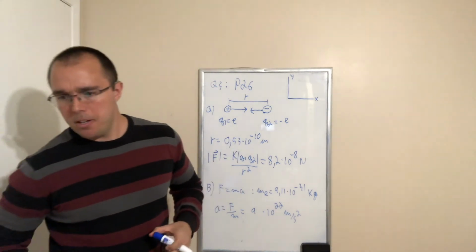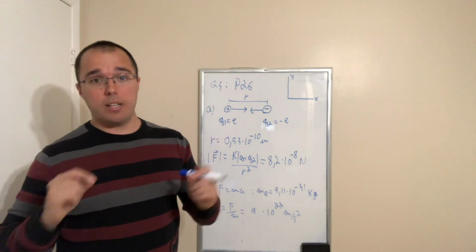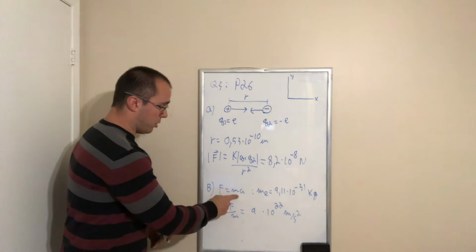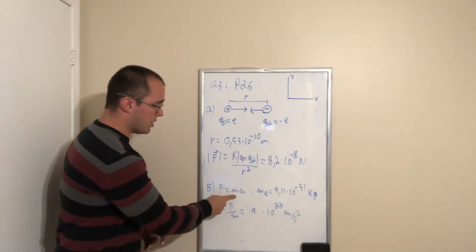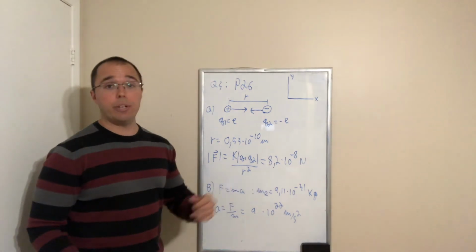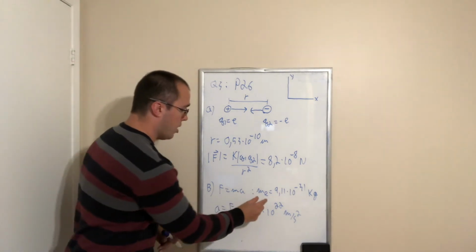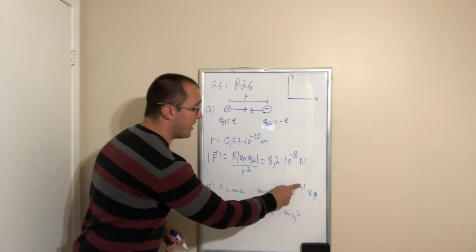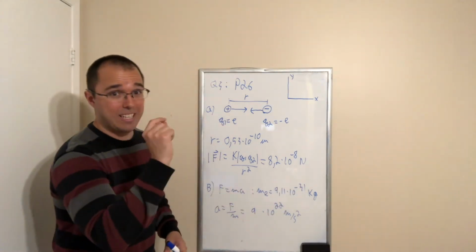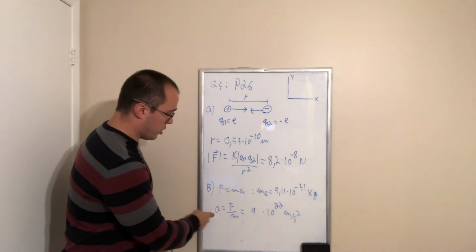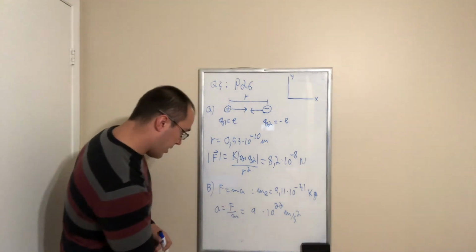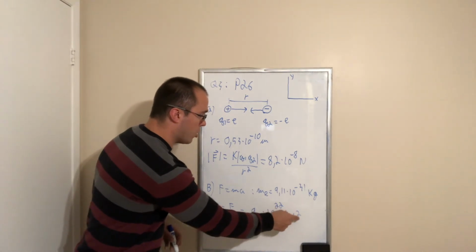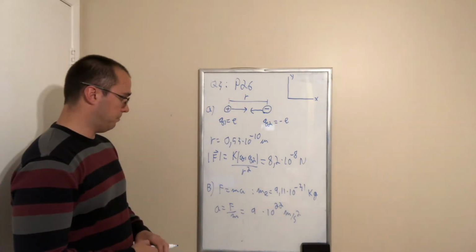Part B, calculate the acceleration of the electron at that moment. Now, the rule of mechanics did not change. F is equal to ma. We're looking for the acceleration. We just need the mass in this case. We already found the force. So the mass of the electron is 9.11 multiplied by 10 to the power minus 31 kilograms, so it has a tiny mass. And if we look at the acceleration, we input all the values. The acceleration is equal to 9 multiplied by 10 to the power 22 meters per second squared.